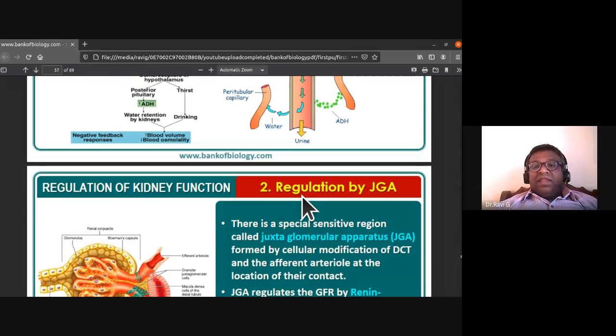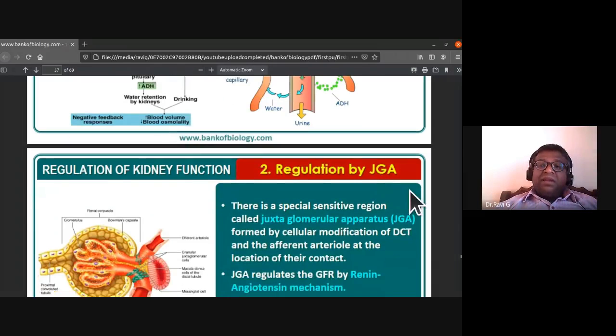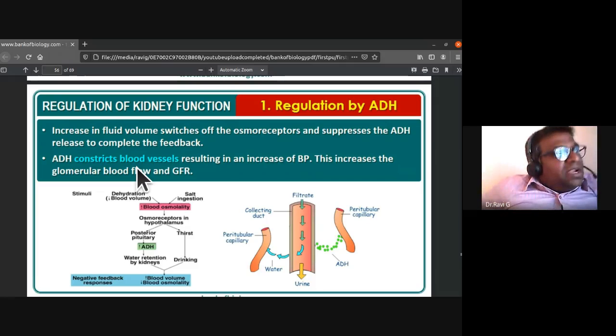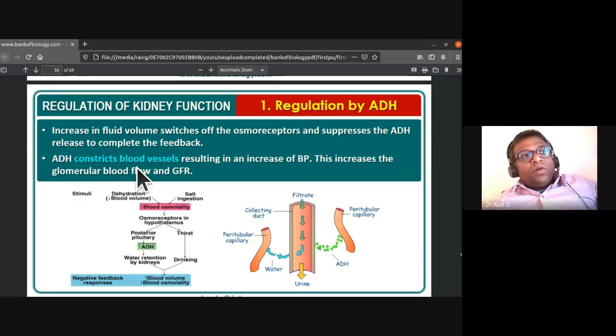Second is the regulation by juxtaglomerular apparatus. Regarding the regulation by ADH, we just saw that whenever there is an increase in fluid volume, it switches off the osmoreceptor and suppresses the ADH release to complete the feedback. ADH constricts the blood vessels and increases the blood pressure. When there is an increase in blood pressure, the blood flow in the glomerulus and the glomerular filtrate rate also increase.